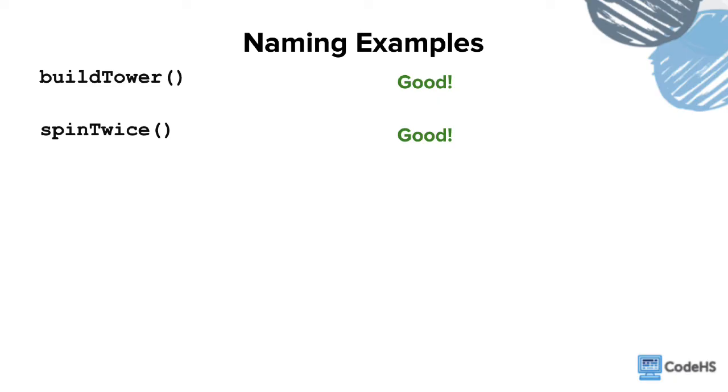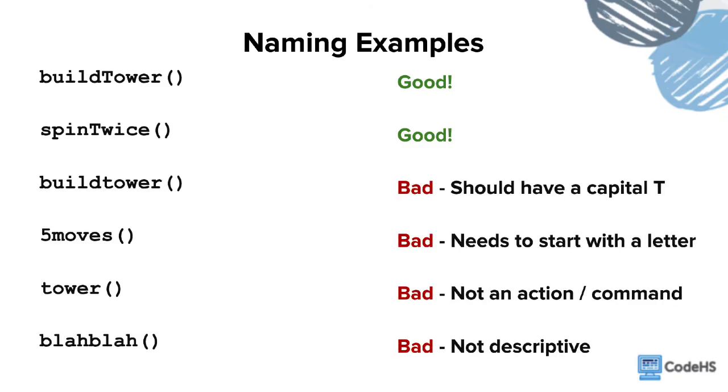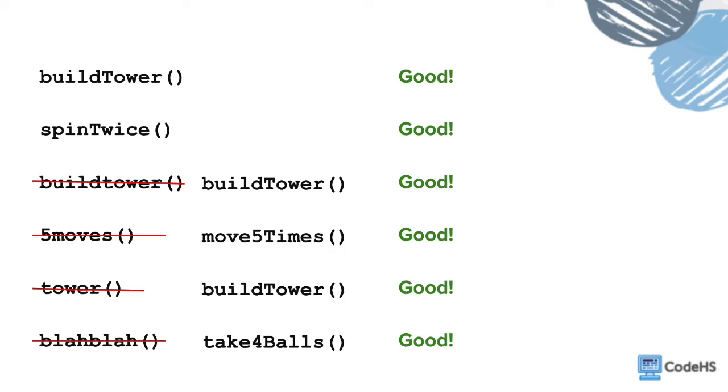Let's look at some examples to see which ones meet the naming conventions. Here are a couple of good examples. Notice that they're descriptive, start with a lowercase letter, and new words start with an uppercase letter, and the names contain no spaces. In contrast, these names are not ideal. So let's correct them using our rules. Build tower now has an uppercase T. 5 moves becomes move 5 times to avoid starting with a number. Tower and blah blah become more descriptive.